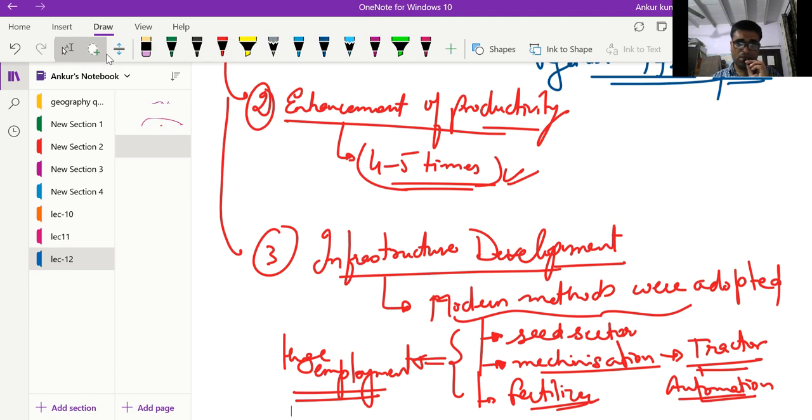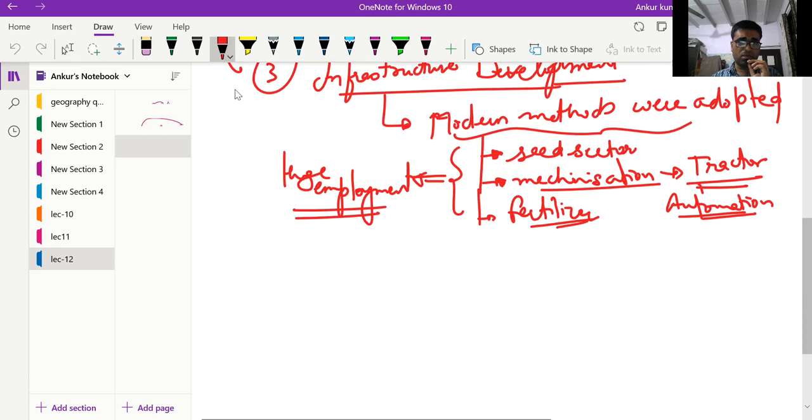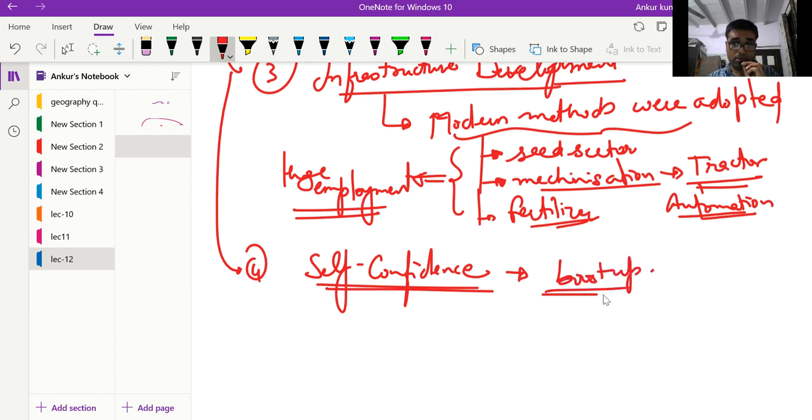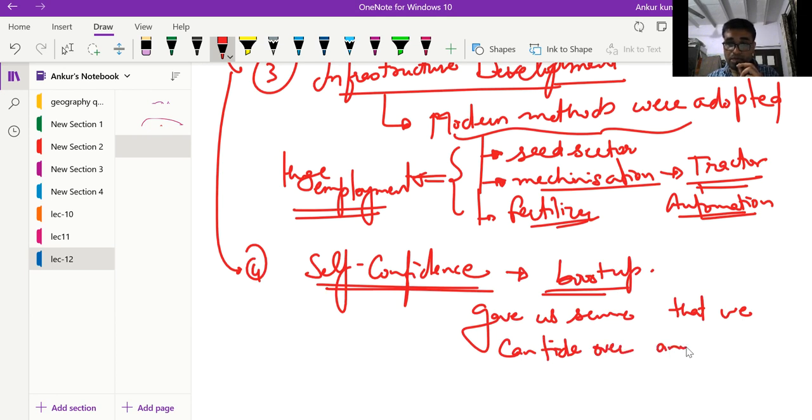Another achievement that the green revolution gave us was self confidence. It is very important. Because of the green revolution, our confidence got a boost, and this confidence gave us a sense of pride, a sense that we can tide over any type of crisis.